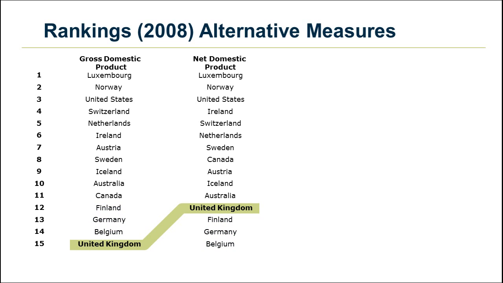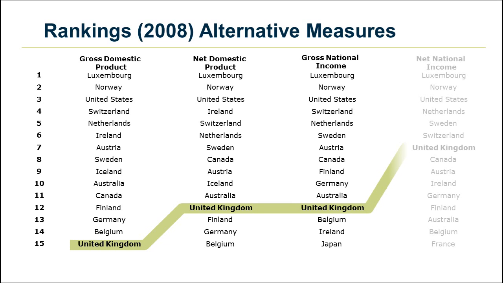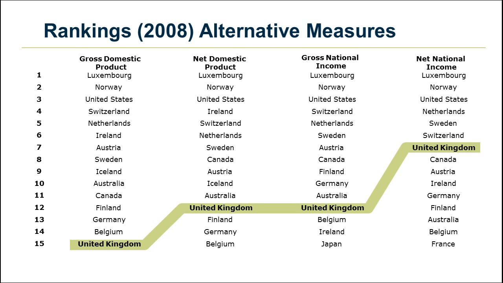As with NDP, when comparing GNI per head, the UK ranks 12th. However, the gap between the UK and Luxembourg, ranked first, falls. In part, this reflects the earnings of people who work in Luxembourg but live in neighbouring countries. Finally, using NNI, the UK is ranked 7th.